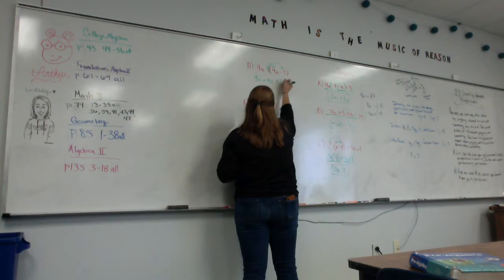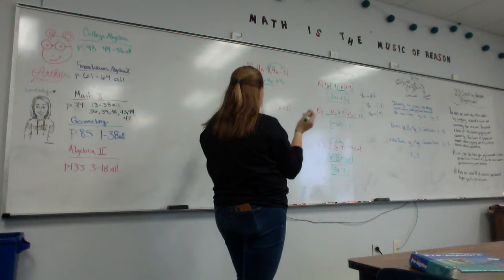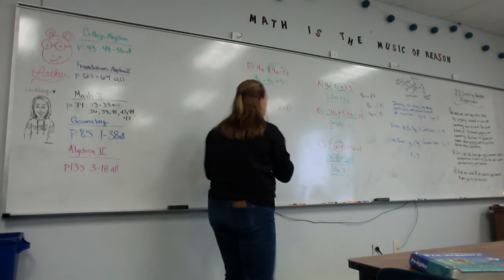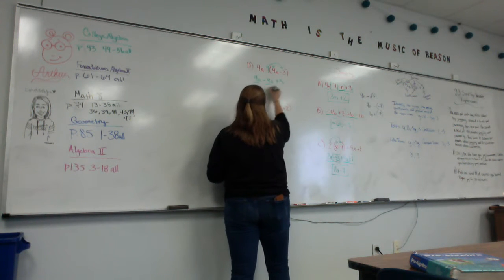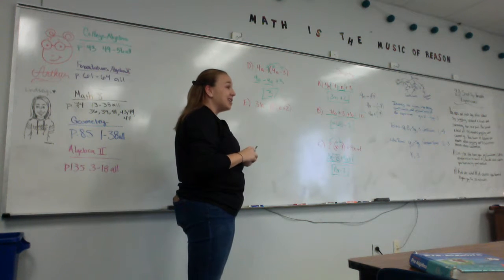Now let's combine like terms. I have 4a minus 4a. That's 0. And then I have what left over? 3. So my simplified version of this is actually just 3. Because the a's cancel out.